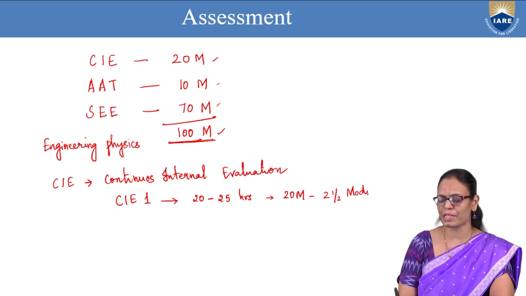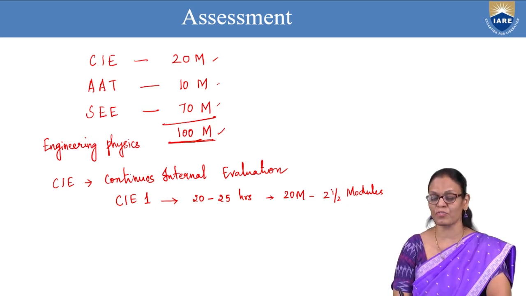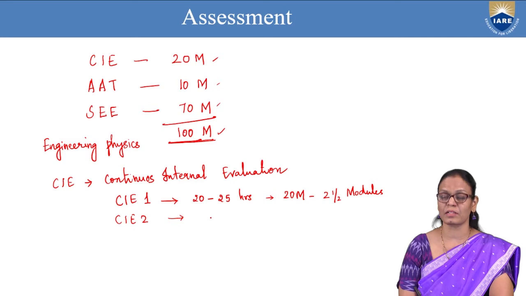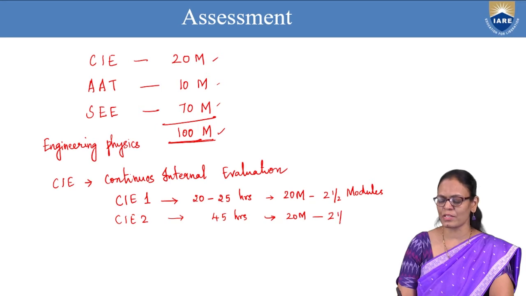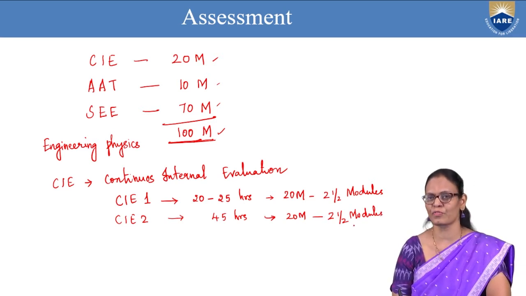The entire curriculum is divided into 5 modules. So in CIE 1, you'll have the 2.5 modules, meaning module 1, module 2 and the first part of the third module also. And again you will have CIE 2 during the end of the semester. After completing all the 45 hours of instructions, you will again have a CIE for 20 marks. This will cover the rest of the 2.5 modules, meaning the second part of the third module, 4th and 5th module.